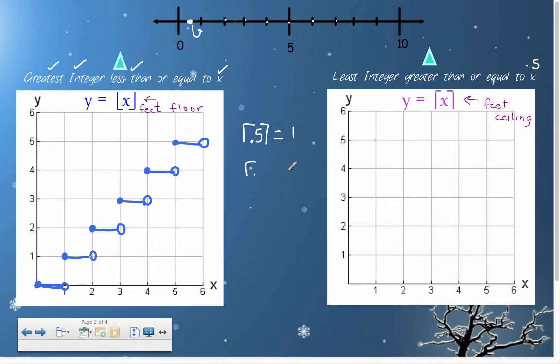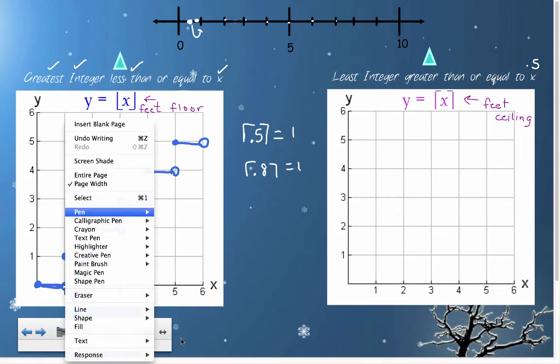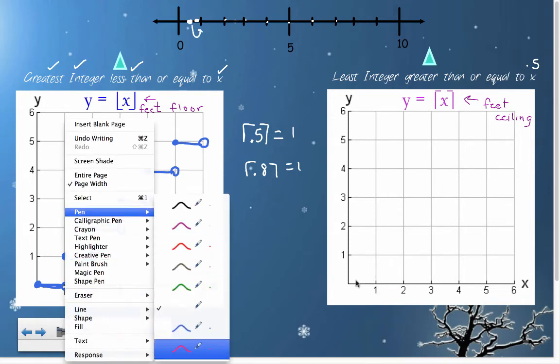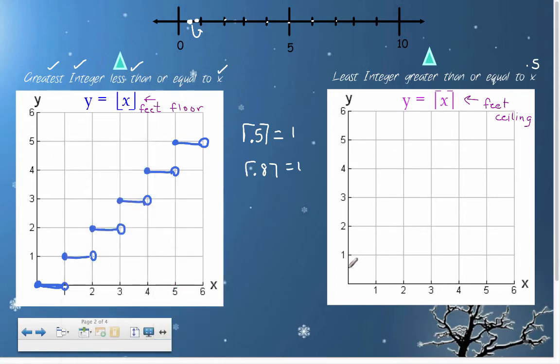So if I put in 0.8, out of all the integers that are greater than 0.8, which one is the least? 1. So if I go to graph it, this one would be stepping up. Get it? Feet, ceiling? They're getting rounded up.